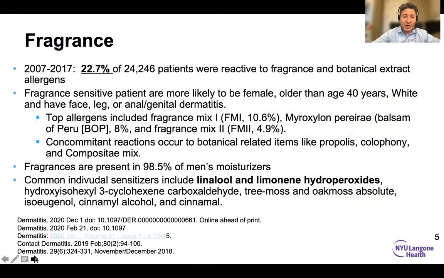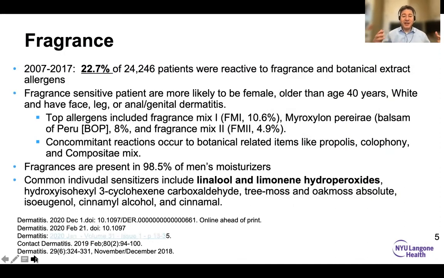Fragrances, we know, are present in cleansers. They're present in moisturizers. They are some of the most common causes of contact dermatitis. It's constantly shifting. Certainly use the fragrance mix 1, the Balsam of Peru, and fragrance mix 2.